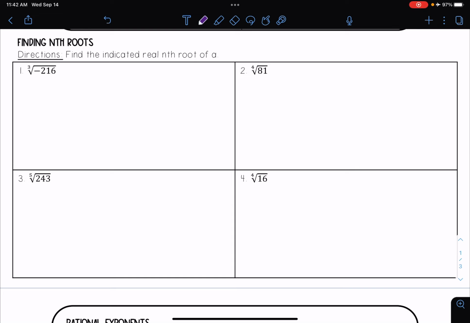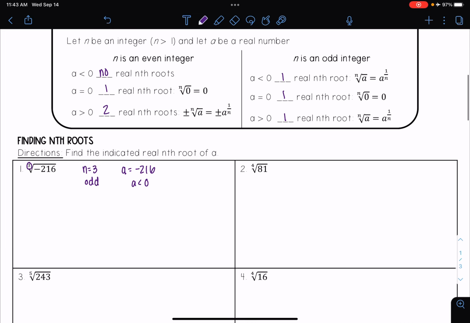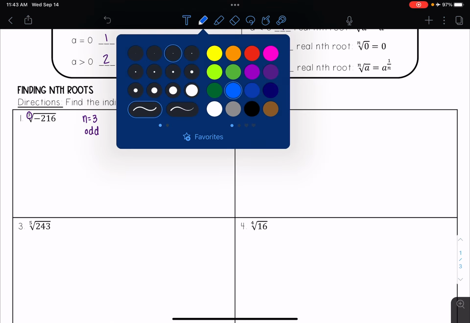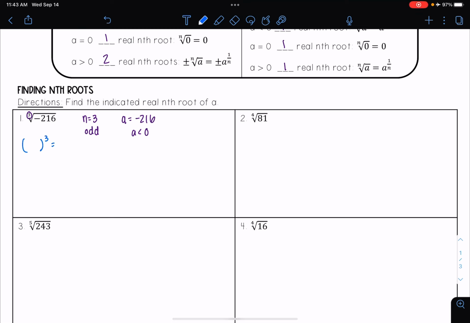For number 1, my n here is equal to 3, and a is equal to -216. I see my n here is odd, and I see that a here is less than 0. Looking at my table, I am going to have one real nth root. So I need to think, what number cubed is going to get me -216? Since it's -216, I know it's going to be a negative number. And I see that -6 cubed gets me -216, because when I do -6 times -6 times -6, I get -216. So my answer here is -6.